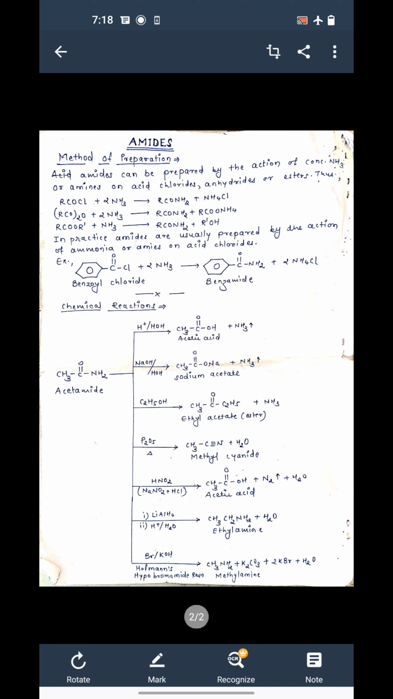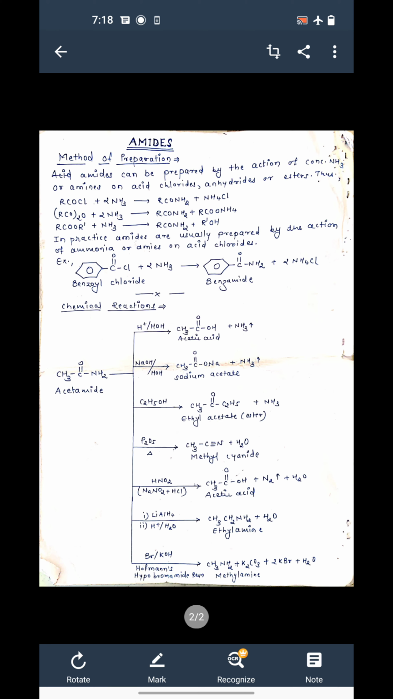But in practice, amides are usually prepared by the action of ammonia or amine on acid chloride. Suppose we want an aromatic amide, so we take benzoyl chloride. It is an aryl chloride just like an acid chloride, and it reacts with two molecules of ammonia to give us the aromatic amide, that is benzamide, and ammonium chloride gets removed here.